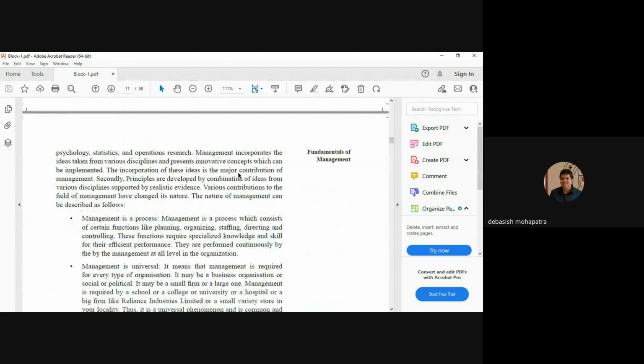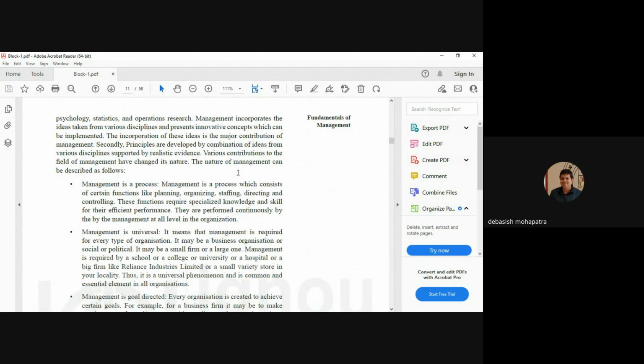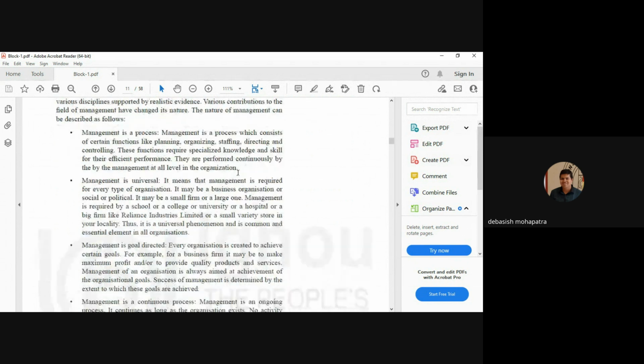Then nature of management. Management is a process. It consists of certain functions like planning, organizing, staffing, directing, and controlling. Management is universal. It means management is required for every type of organization. It may be a business organization or social or political. It may be a small firm or a large one.